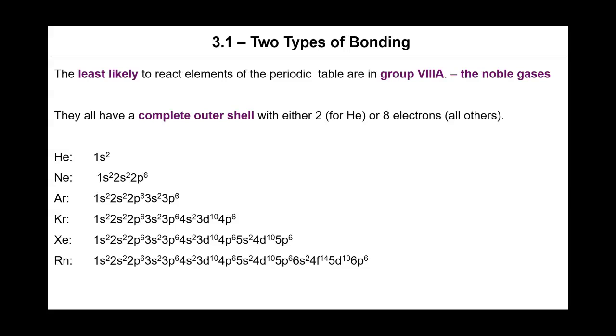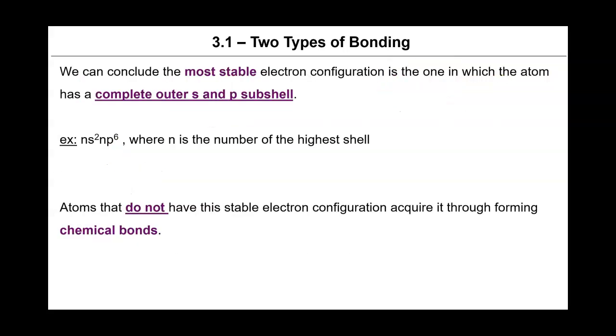So a good place to begin in understanding this is to think about what atoms on the periodic table are the most stable or the least likely to react elements. And these are the elements that are in group 8A, which we call the noble gases. And if we look at the electron configuration of these atoms, what we realize is that they all have a complete outer shell, which in the case of helium gives them 2 electrons in their outer shell, and for all of the other noble gases will result in them having 8 electrons in their outermost shell.